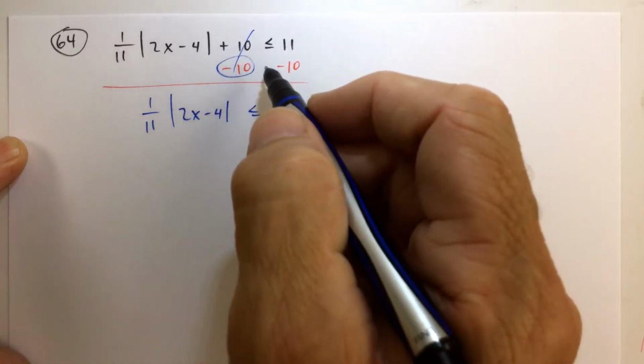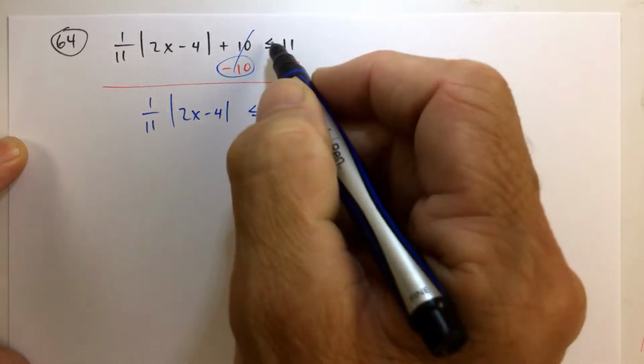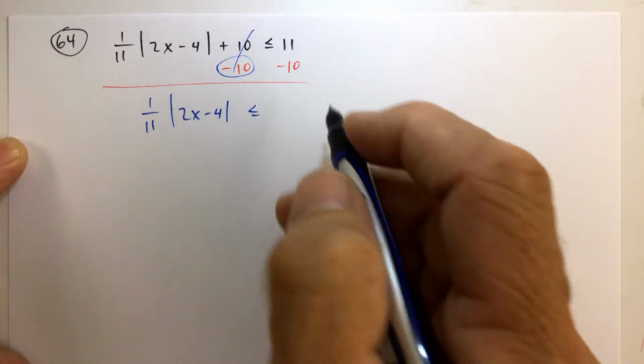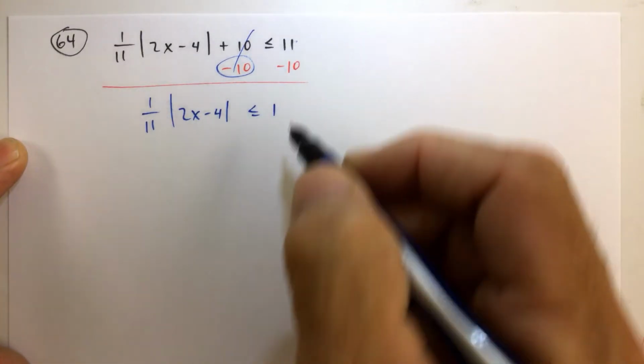Remember, just because you have a minus sign there doesn't mean you change the direction. You only change the direction of the inequality symbol if you multiply or divide by a negative number, not if you subtract something. So we're going to simplify 11 minus 10 and write 1.